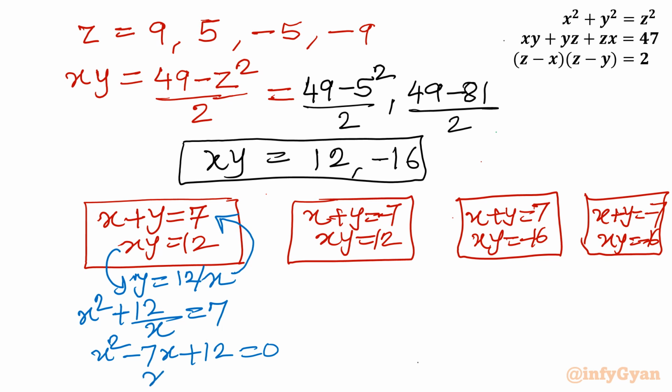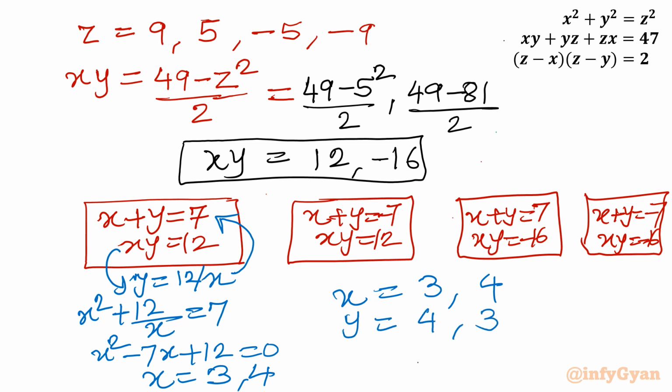Let me write here, x is equal to 3, 4. Once x is 3, see what is the relation between x and y? X and y addition is 7. So once x is 3, let me write here, x is equal to 3 and 4, then y will be equal to 4 and 3. How is it? Addition of x and y is 7. So that part is done.